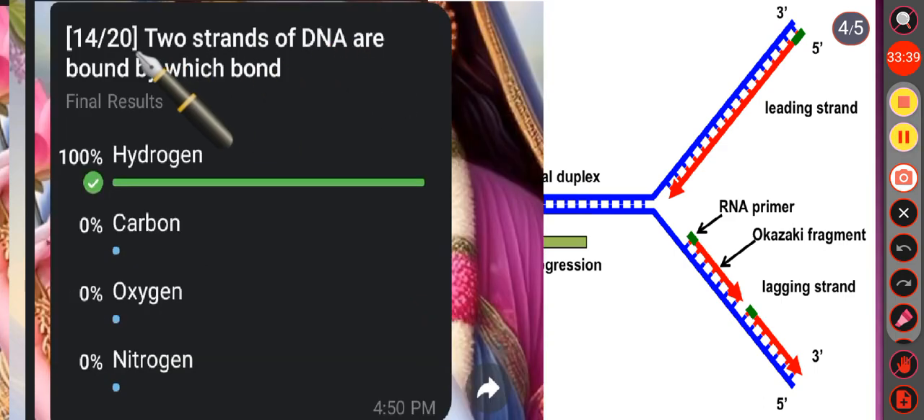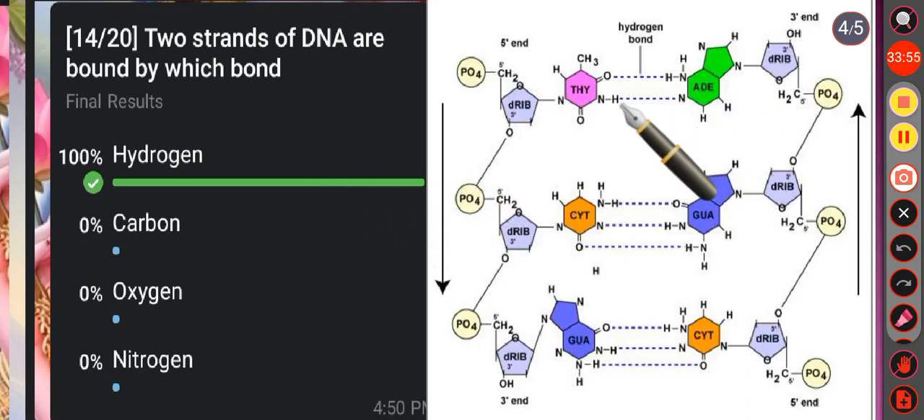Then question number 14. Two strands of DNA are bound by which bond? Option A hydrogen, option B carbon, option C oxygen, option D nitrogen. Very simple question. We know two strands of DNA are bound by hydrogen bond. In this slide, we know that two hydrogen bonds are present between the adenine and the thymine, and three hydrogen bonds are present between the guanine and cytosine. Right? So here the correct answer is option A, hydrogen. That is the hydrogen bond present between the two strands of the DNA.